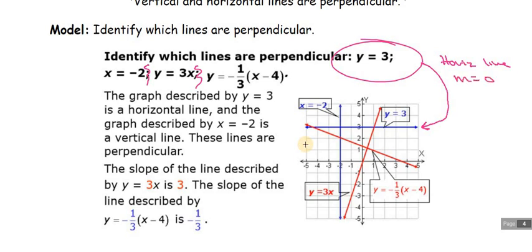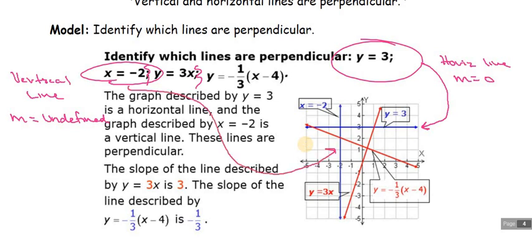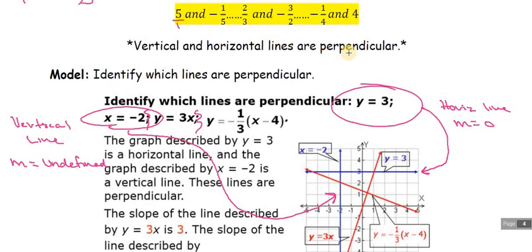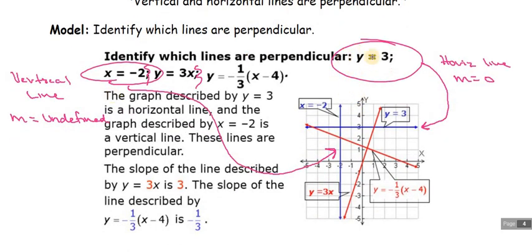The equation x equals -2 is another special equation. That's a vertical line. And the slope of vertical lines, hopefully you remember, is undefined. So that x equals -2 is graphed right there. Now there was a little note up here: vertical and horizontal lines are always perpendicular. So take a look at just the first 2 lines that we looked at and are graphed. y equals 3 is a horizontal line. x equals -2 is a vertical line. They intersect at 90 degrees. So these 2 are perpendicular to each other.